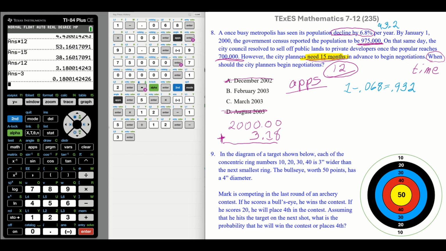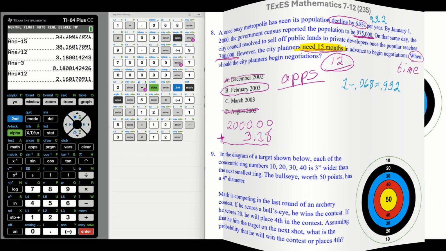How do I handle that? Well, why don't we just multiply that times 12 months out of the year? That's a little over 2 months. So when are we going to need to tell them? Probably need to tell them in February 2003. That's what I would do.